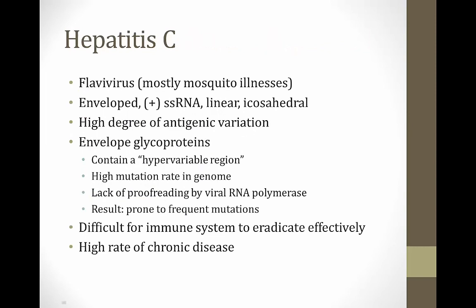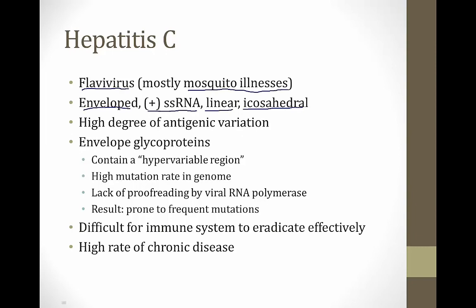Our next cause of viral hepatitis is hepatitis C, and this is a member of the flavivirus family. Now, most of the members of the flavivirus family are mosquito illnesses. For example, yellow fever and dengue fever are caused by flaviviruses. Hepatitis C is a relatively unusual member of this family. It's an enveloped virus, and its genome is positive sense single-stranded RNA that is linear with an icosahedral capsid.